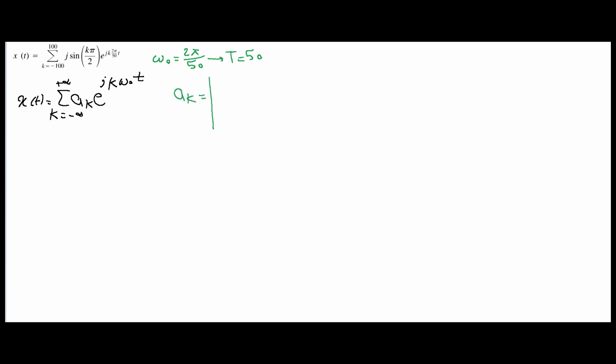Next, let's determine the Fourier series coefficients. From the given expression, we can see that a_k is equal to j multiplied by sine of kπ over 2 for values of k between minus 100 and 100. For all other values of k, the coefficients are equal to 0.